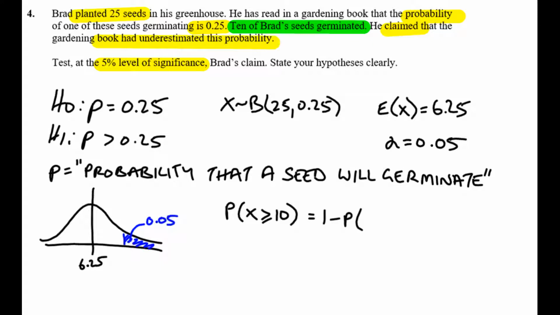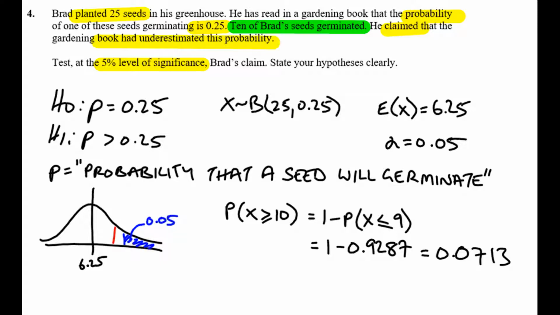We know the tables are not set up for greater than or equal to statements. We need something that is less than. So 1 minus the probability that x is less than or equal to 9. And this is something to type into your calculator or to look up in the tables if they're available. So that's 1 minus 0.9287, giving us an answer of 0.0713.